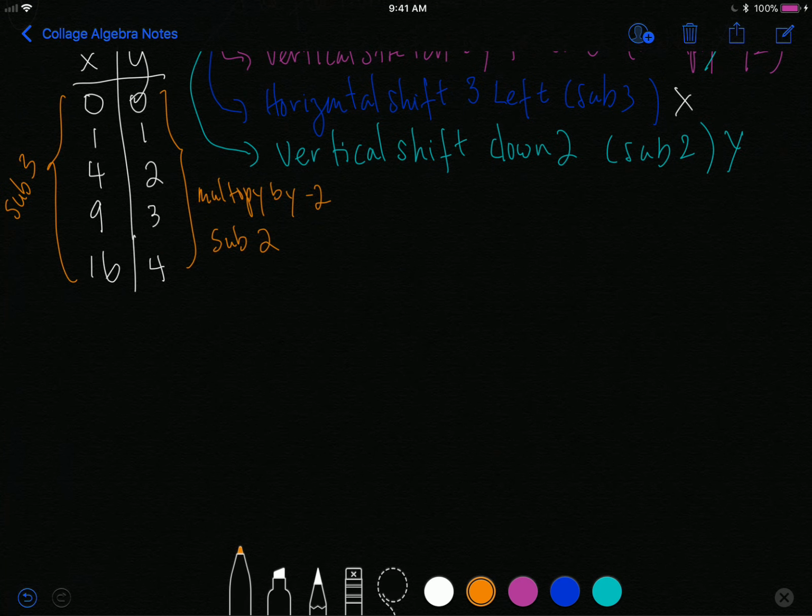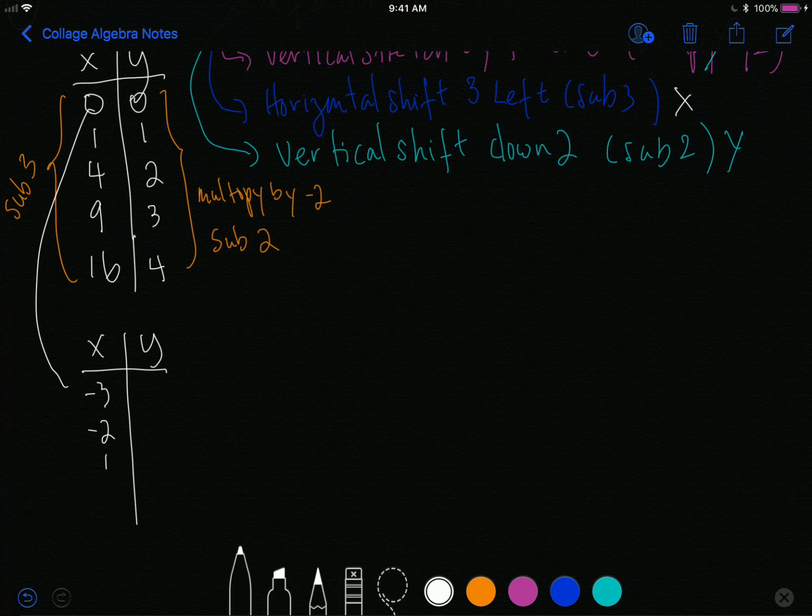So my new table of values, after all the transformations, x and y, well, the x's are pretty easy. Subtract 3. 0 minus 3 is -3. 1 minus 3 is -2. 4 minus 3 is 1. 9 minus 3 is 6. 16 minus 3 is 13.